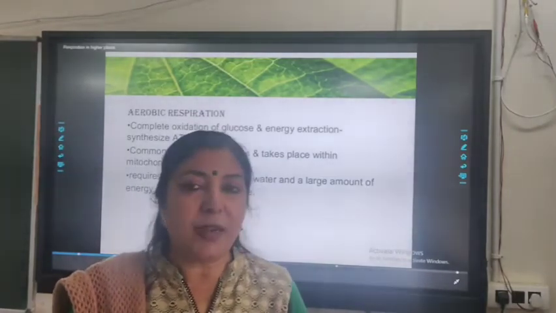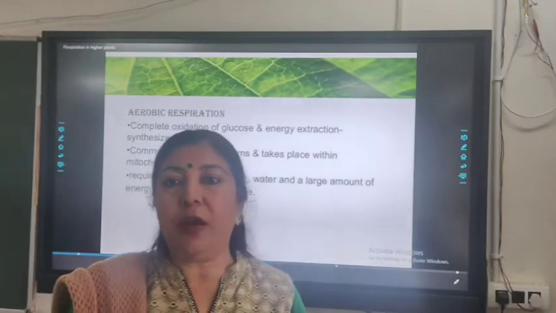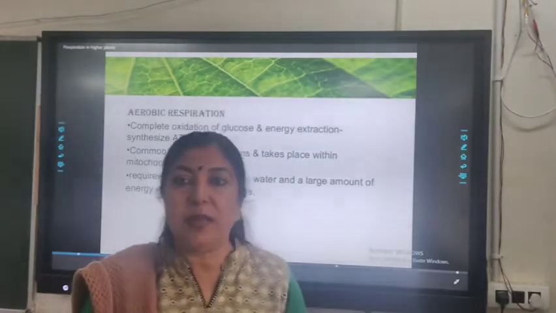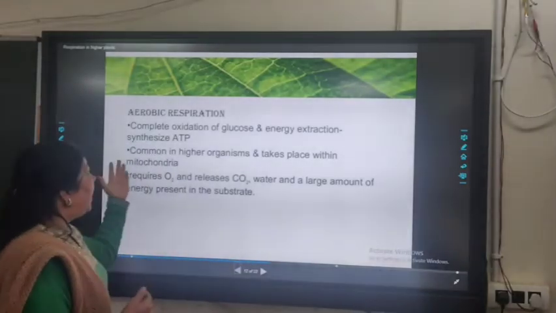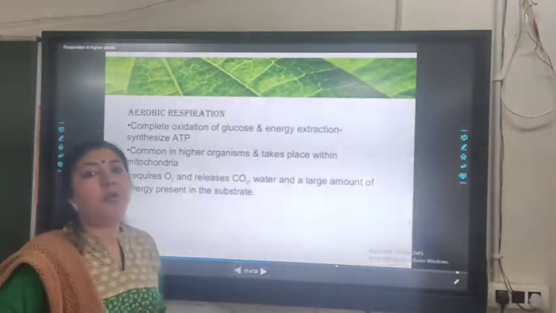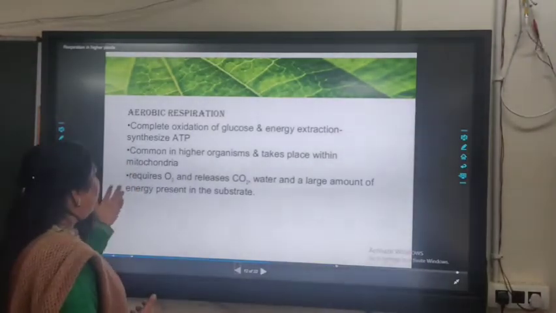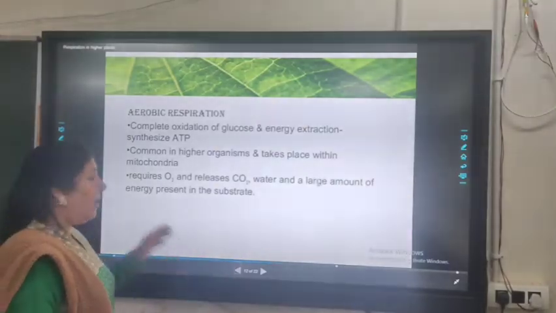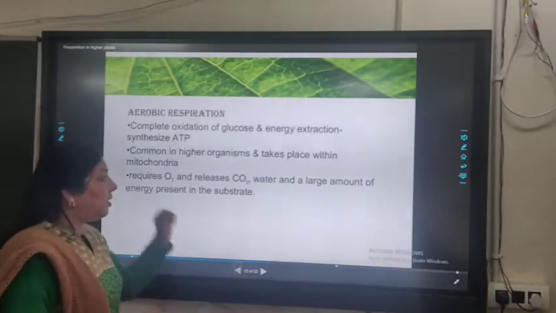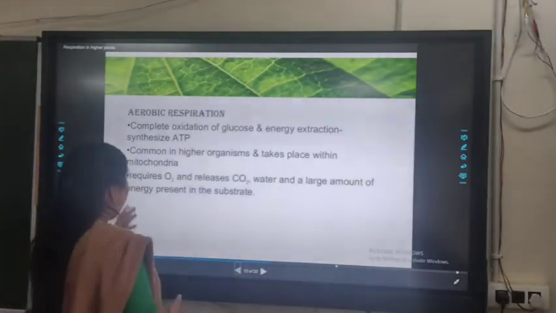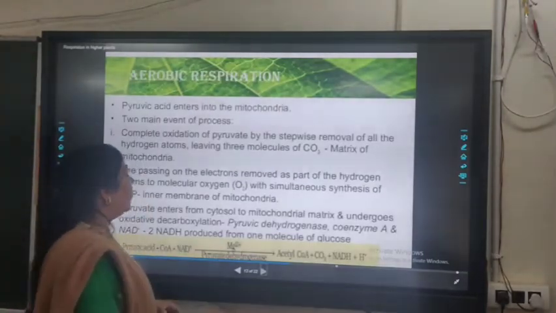Today, we will be studying the third pathway of respiration, that is aerobic respiration. Aerobic respiration is a complete oxidation of glucose and as a result, more energy is extracted. It is common in higher organisms and takes place within mitochondria, and it requires oxygen and releases carbon dioxide and water with a large amount of energy.